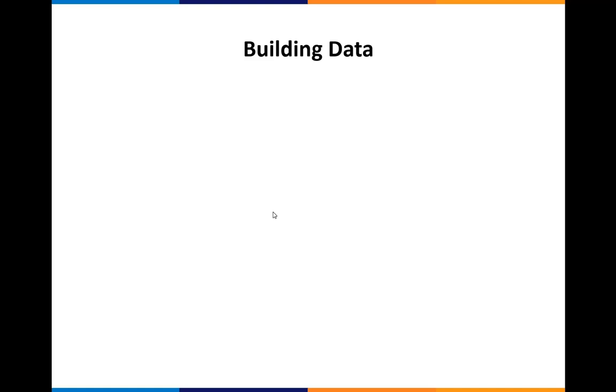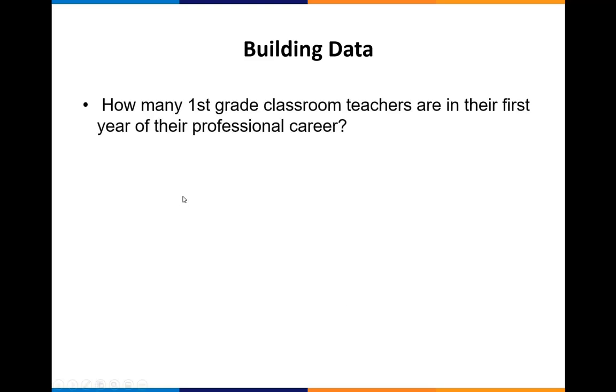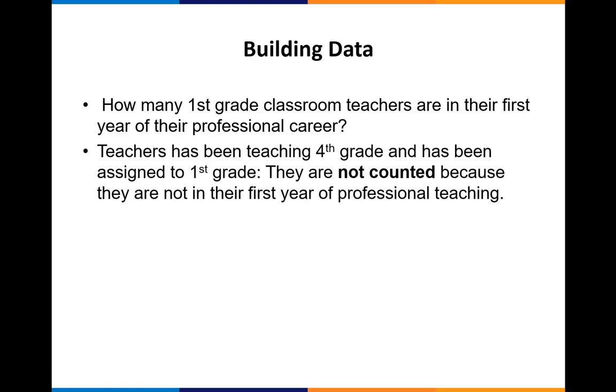We also have one more question on our building data page that people are asking for clarification about. This is the question about how many first grade classroom teachers are in their first year of their professional career. Who do we count? Who falls into this? So, for example, let's say a teacher has been teaching fourth grade, and it doesn't matter how many years, she's had previous teaching experience. She's been teaching fourth grade and has been assigned now to teach first grade. This teacher is not counted in the question above because they are not in their first professional year of teaching.